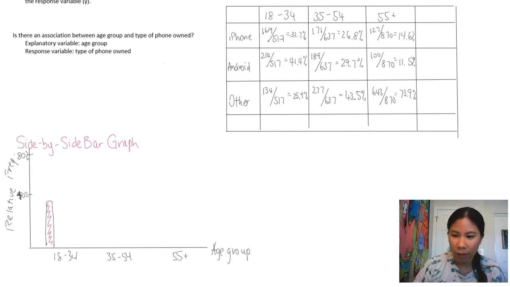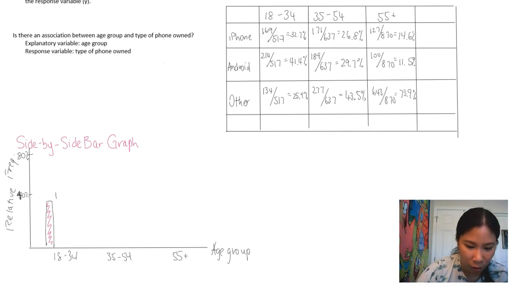And then 41.4% were Android users, so just a little bit more. Oops. Guys, it's really hard to draw on a computer. We'll use blue for them. And then other was 25.9%, estimating here.